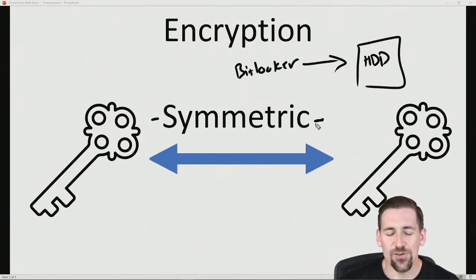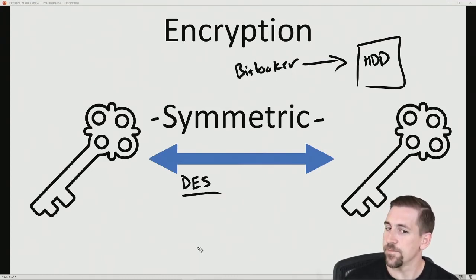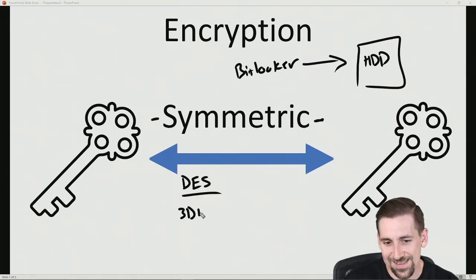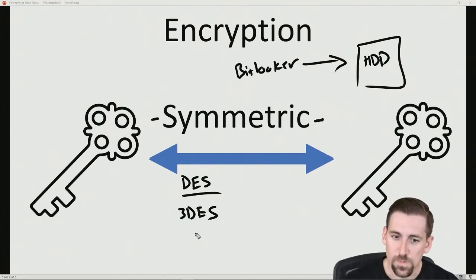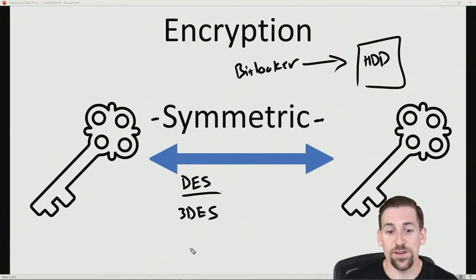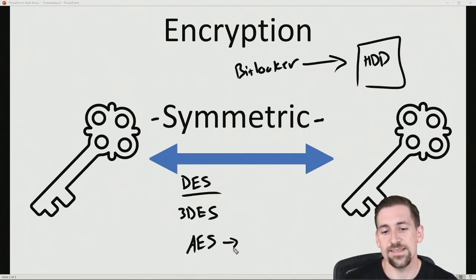What symmetric algorithms are there? There are some older symmetric algorithms like the data encryption standard, DES. There is another older algorithm but newer than DES, triple DES. Basically the data encryption standard run 3 times. This makes sense. And then there is an algorithm that we use every day now, which is AES. This is the advanced encryption standard.